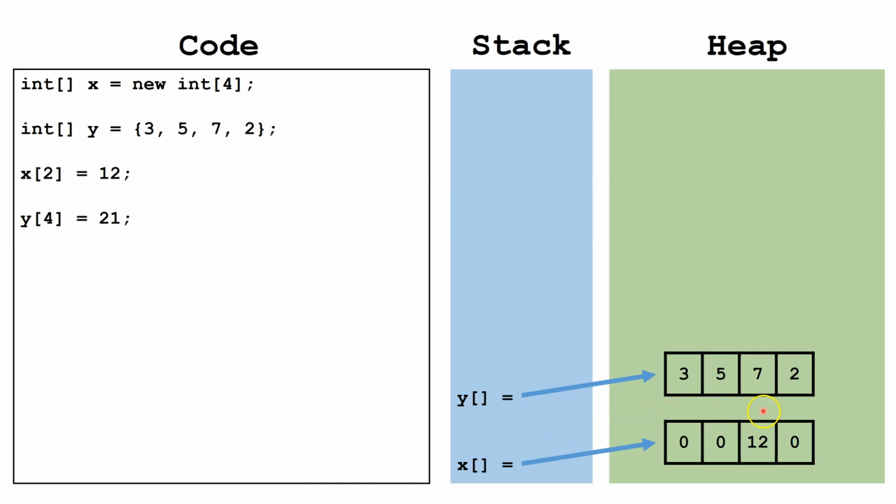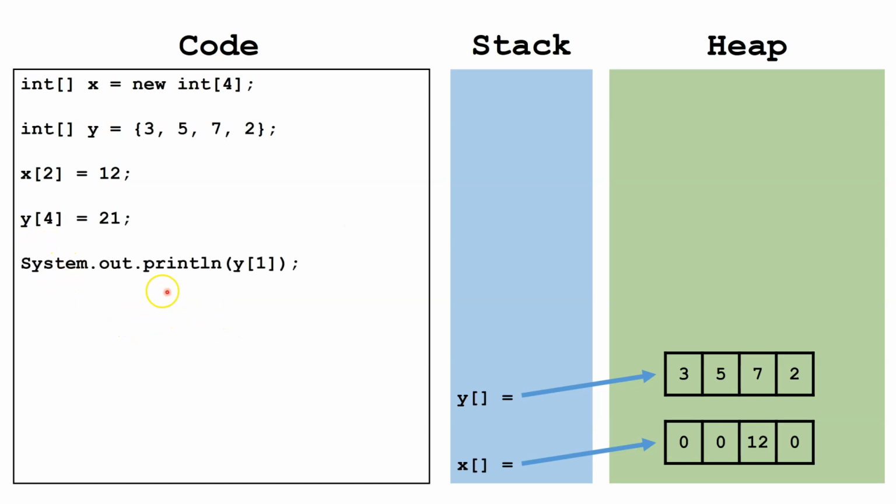0, 1, 2, 3, 4. There is no index 4, so we're going to get an out of bounds exception and the program will crash. If we want to access data inside the variable, we do it like any other variable, except not only do we specify the variable name, but we specify what index we want to access.